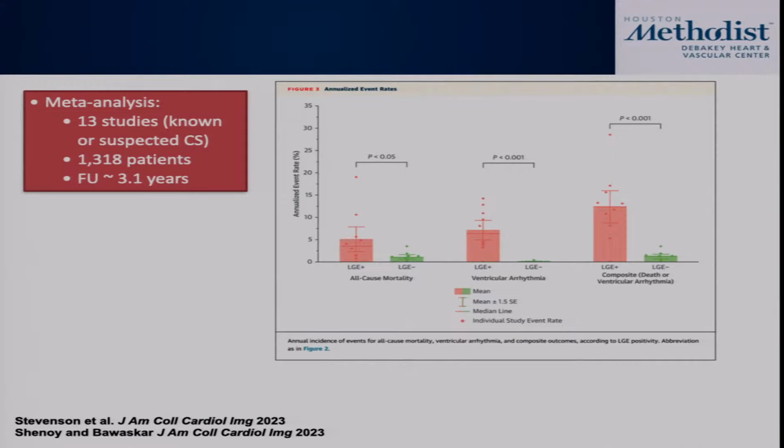Here is a recently published meta-analysis which looked at 13 studies of patients with known or suspected cardiac sarcoidosis, 1,300 patients with about 3.1 years of mean follow-up. What you find is that for patients with known or suspected sarcoidosis, if there's evidence of LGE indicating that there are myocardial abnormalities, then the prognosis is much worse. But on the flip side, if there's no evidence of LGE, then the prognosis in these patients is actually quite good, and the incidence of ventricular arrhythmic events was quite low.